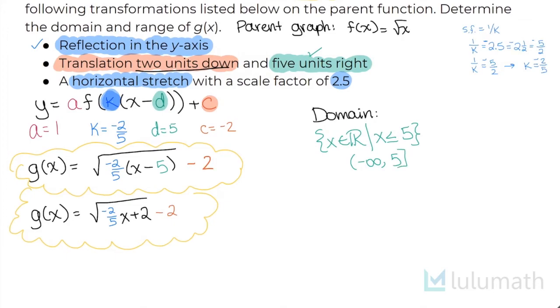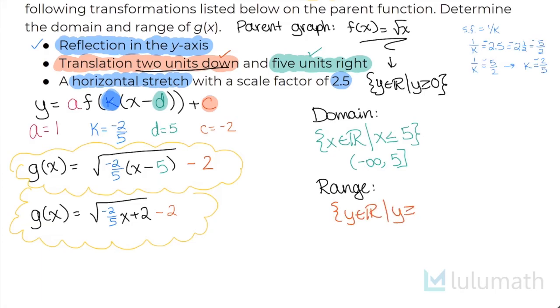Now for our range, if you remember, for our parent function, our range was y is an element of the reals such that y is greater than or equal to 0. We don't have any type of vertical reflection, but we do know that our graph has translated 2 units down. So instead of greater than or equal to 0, it's going to be greater than or equal to negative 2, but it's still going to stay greater than or equal to because there's no reflection. So here we're going to say y is an element of the reals such that y is greater than or equal to negative 2. Or in interval notation, we can say from negative infinity to negative 2, including negative 2, but not including negative infinity.